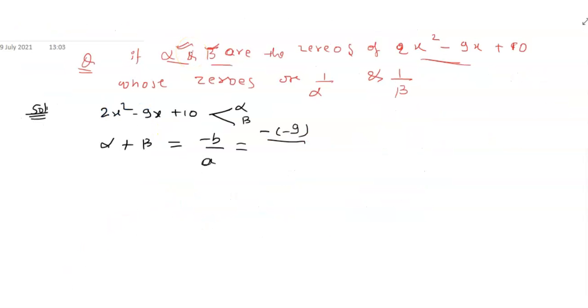Here we have alpha and beta are the zeros of this polynomial. Then we have to form a polynomial which is having zeros 1 upon alpha and 1 upon beta. This is the polynomial they have given here, 2x square minus 9x plus 10, which has alpha and beta as the zeros.